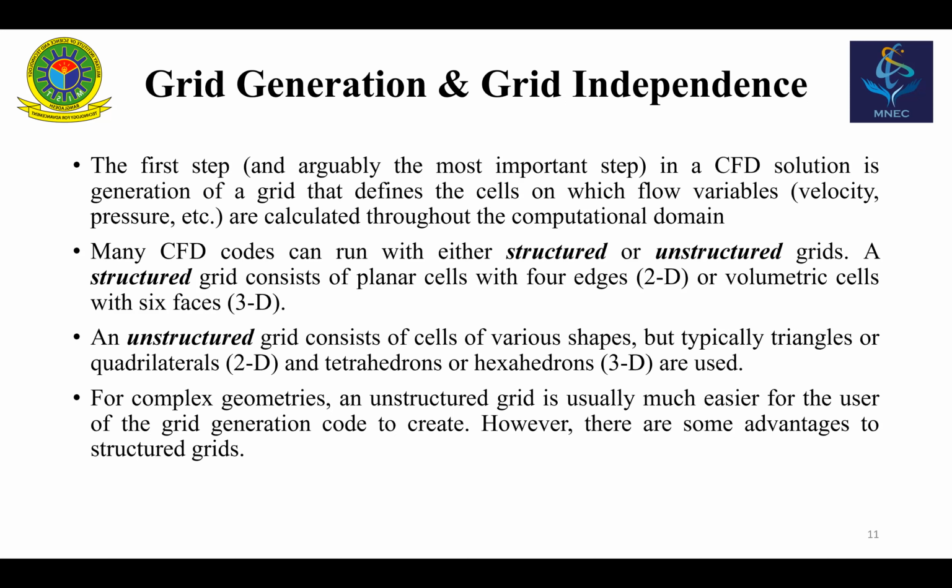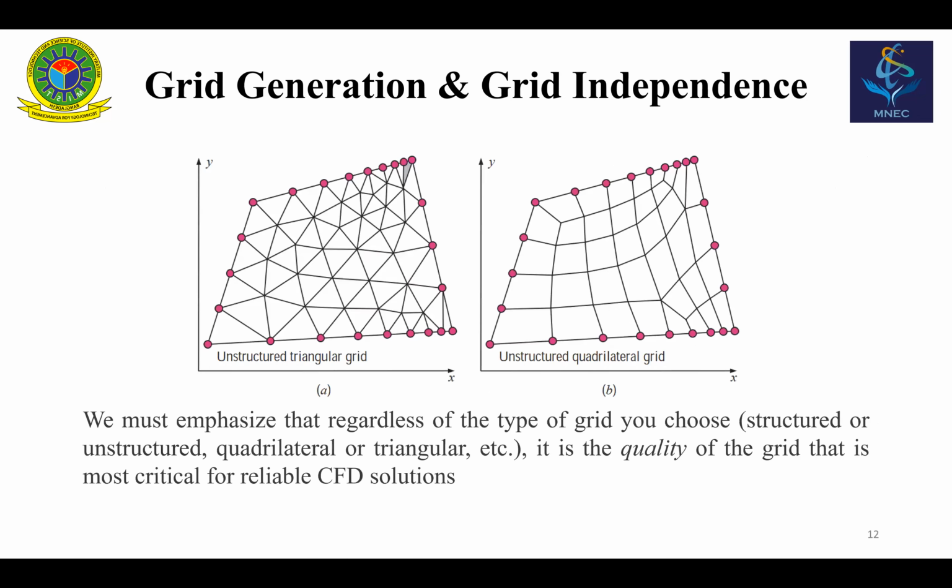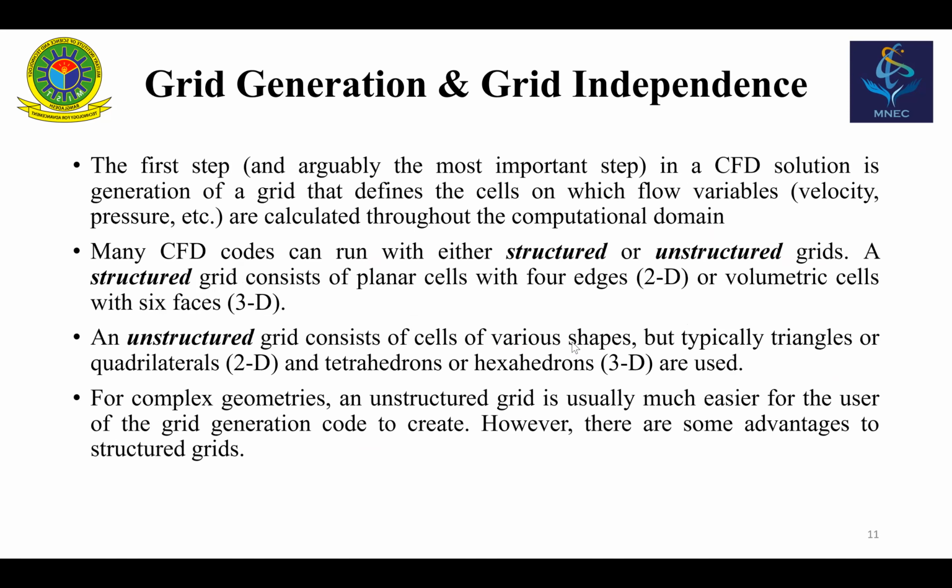So there are actually two types of grids. One is the structured and another one is the unstructured. And you can see from this figure that this one is the unstructured triangular grid, and this is the unstructured quadrilateral grid. So you will also face these two kinds of grids.